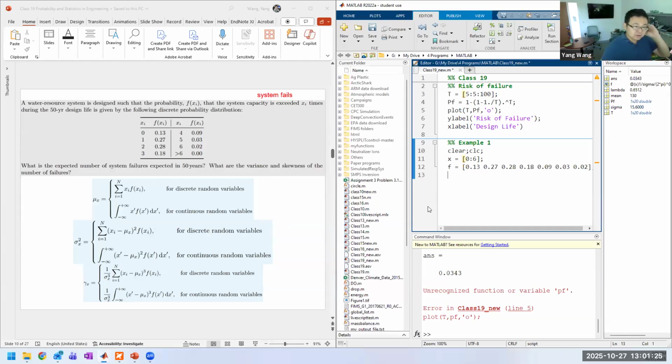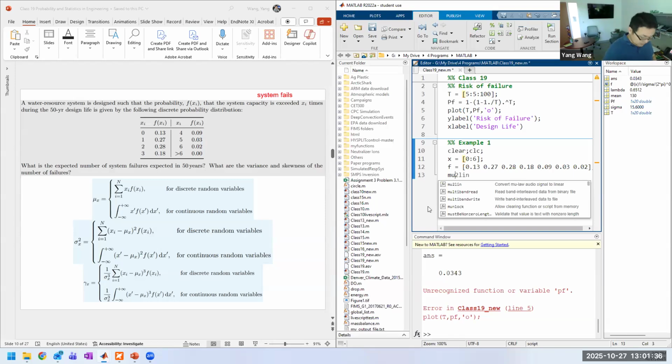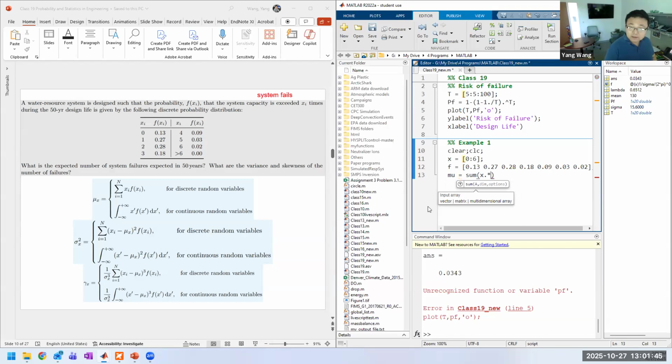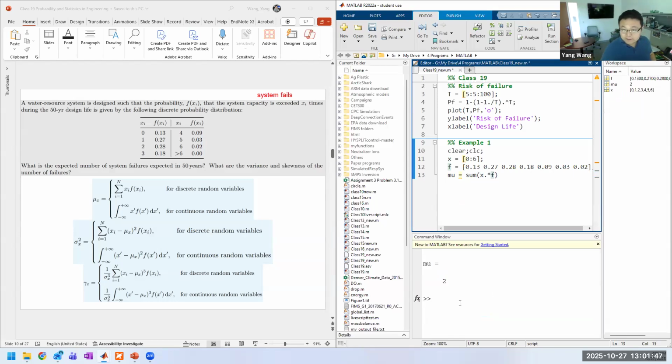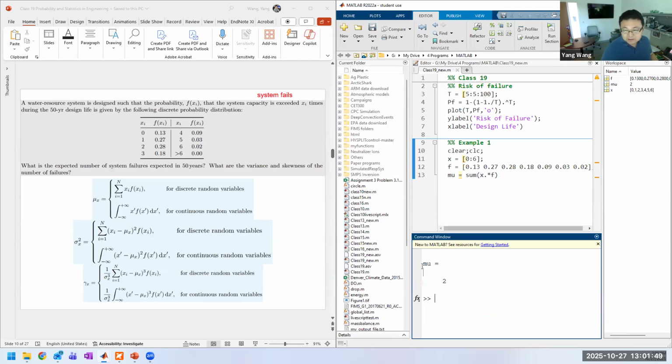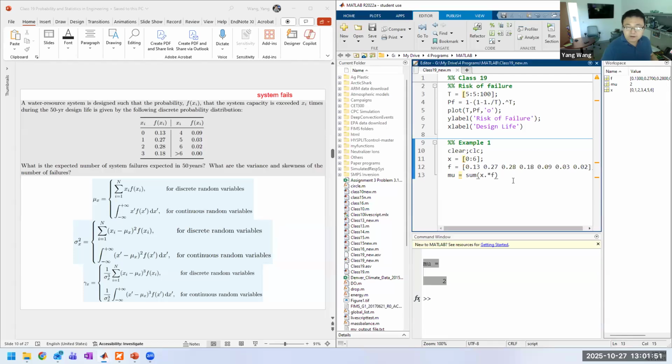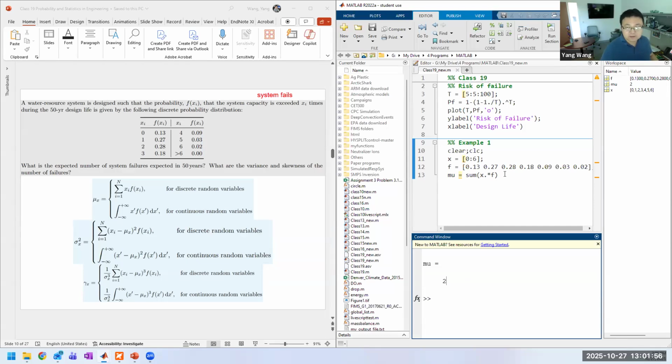We're trying to calculate the expected number of system failures, which is the mean of the system. So we calculate mu, because here we're using mu. It's going to be the summation of x multiplied by f, which is 2 times. It happens to be that the mean value is an integer, but it could be that it's not an integer.